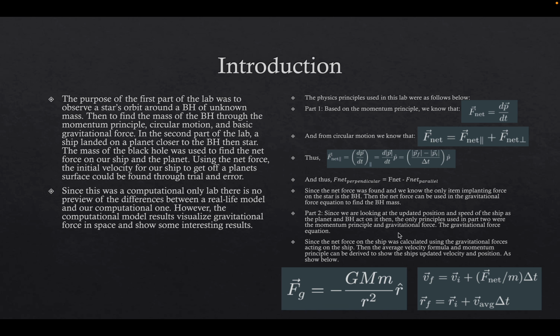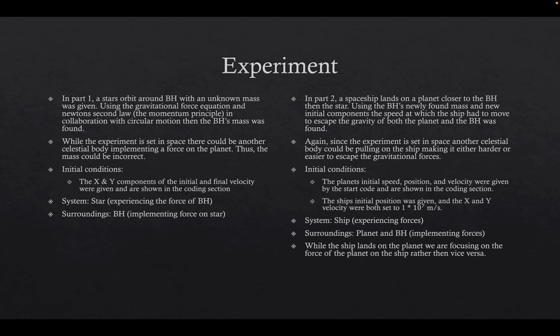In part 2, we were looking at the updated speed and position, so we were using the momentum principle for the updated velocity, the updated position formula, and the gravitational force formula to find the net force on both the planet and the ship. Once we figured out the F net, then we could use these two equations to figure out the updated velocity and position of the ship and the planet.